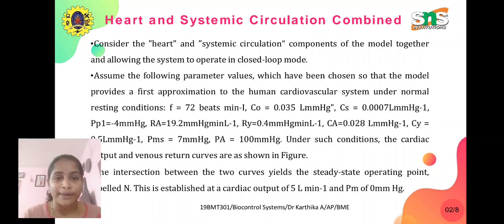Assume the following parameter values, which have been chosen so that the model provides a first approximation to the human cardiovascular system under normal resting conditions. Here normal resting conditions are listed, and the interaction between the two curves yields the steady state operating point, which is labeled as N. This is established at a cardiac output of 5 L min^-1 and PMs of 0 mmHg, which are the normal basic parameters used in heart and systemic circulation combined.